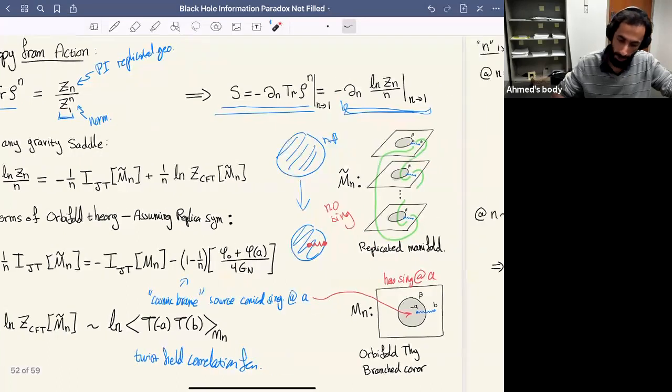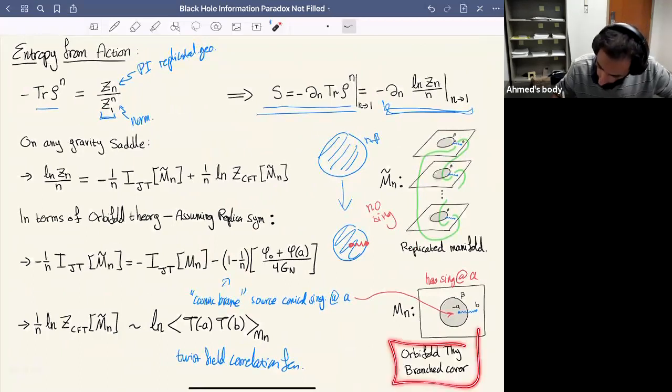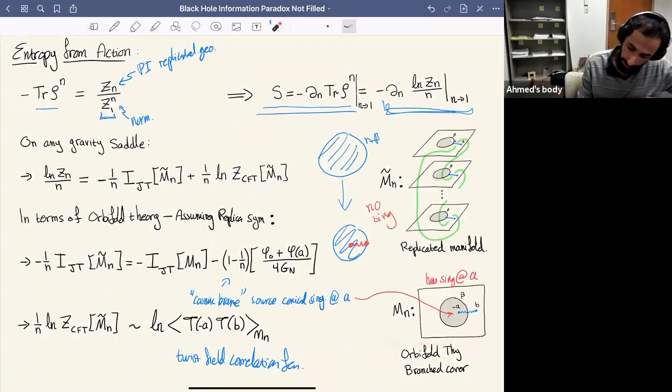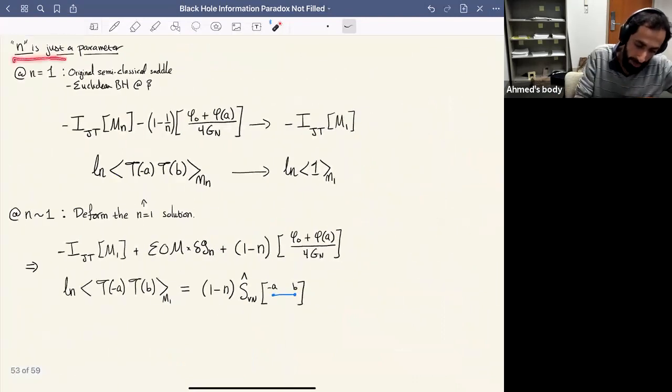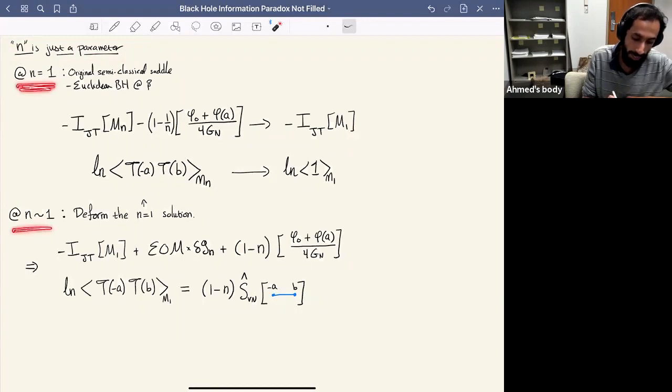Okay, so let me move on. The reason why I wanted to work on this orbifold theory or this branch cover theory is that n becomes just a parameter. It doesn't have to be an integer or anything. It basically just tells you the strength of the conical singularities that you have in the orbifold theory. And I want to study the theory at two values of n, one where n is equal to 1, and one where n is almost 1, or where it's near 1 from above.